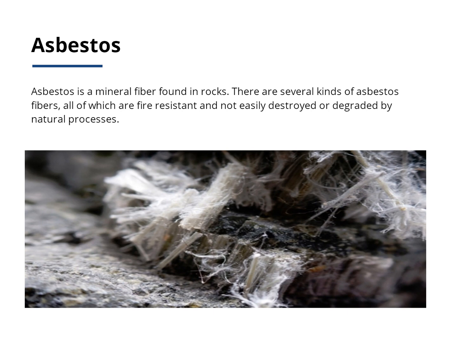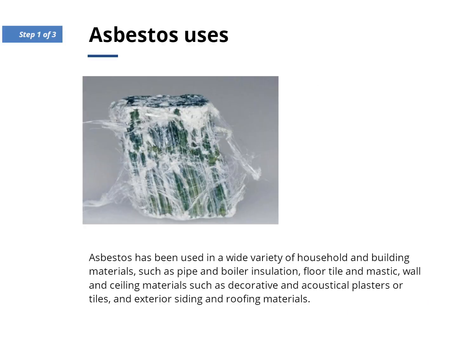Asbestos. Asbestos is a mineral fiber found in rocks. There are several kinds of asbestos fibers, all of which are fire resistant and not easily destroyed or degraded by natural processes.